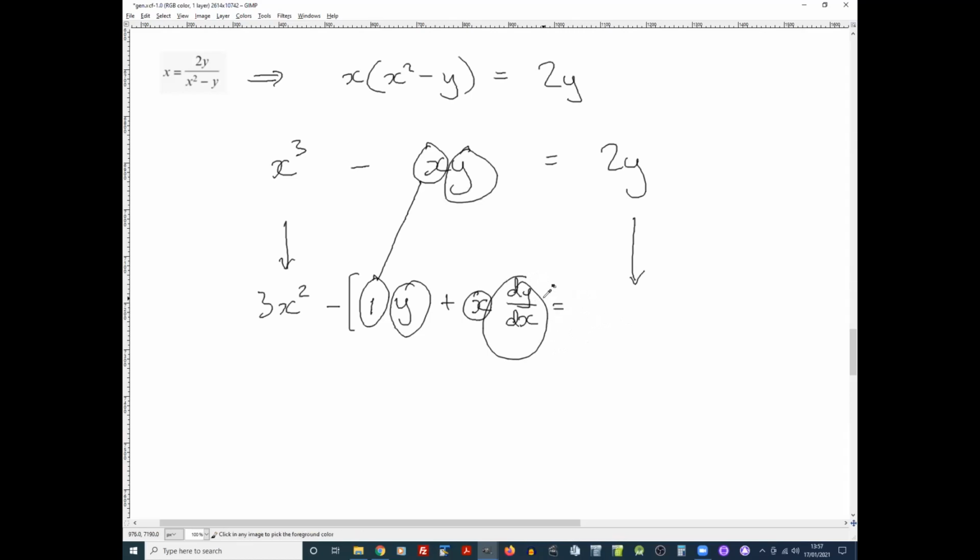Equals 2y. Not quite. Equals 2. Not quite. If it was 2x, it would be 2 down here. Oh, 2y. Isn't it? 2 dy dx. Yeah. Are you clear on that?